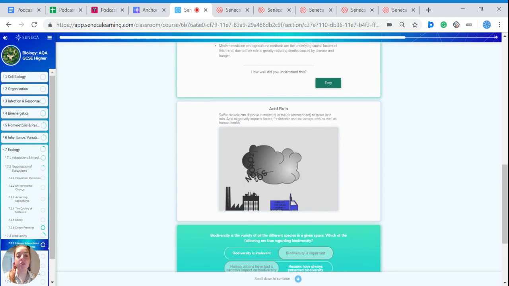Another human interaction with the environment is acid rain. Sulfur dioxide can dissolve in moisture in the air to make acid rain, and this can negatively impact forest, freshwater, soil and ecosystems, as well as human health. So the actions of humans can greatly impact the environment, and because human population has expanded so much recently, this impact is ever greater.